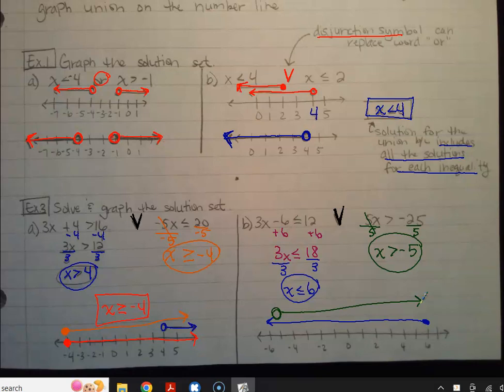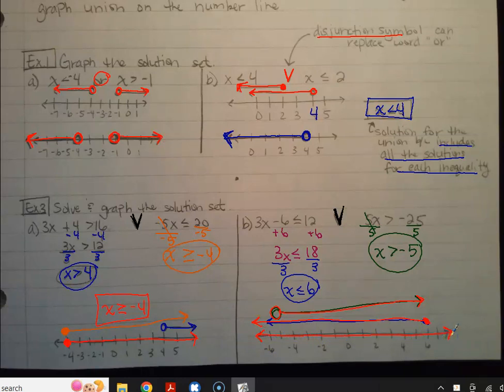So what is the answer for this one, do you think? Because to graph it, it includes all these numbers, right? Because there's overlap anywhere from 6. It's less than or equal to 6, so all these numbers. And then we've got negative 5, and it's greater than all those numbers. So our answer is kind of the whole number line, right?